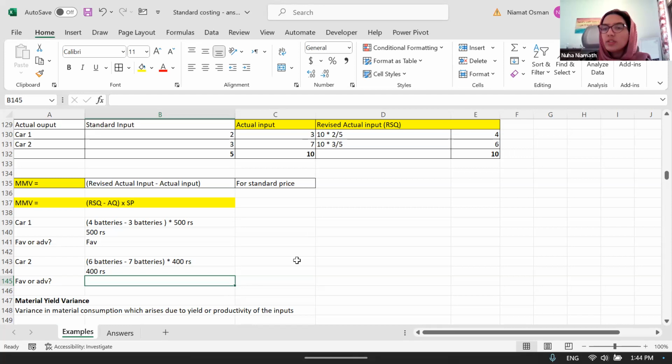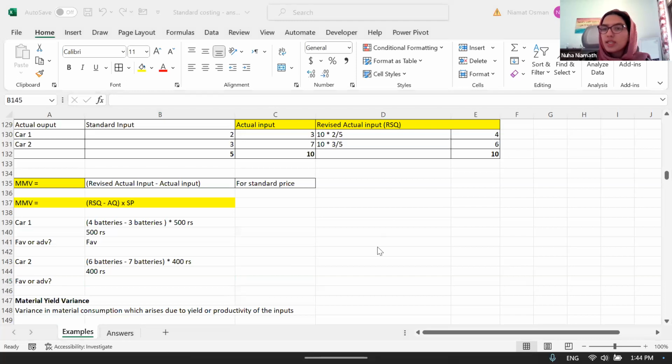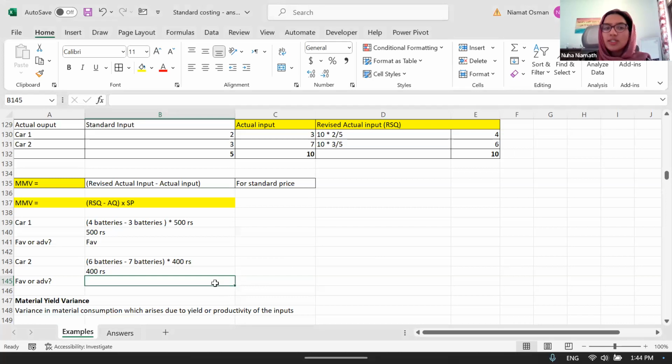Sana says adverse. How about the others? Neetu says adverse. Chestnut says adverse. Okay, perfect. So it is adverse. Can somebody also tell me why it is adverse?